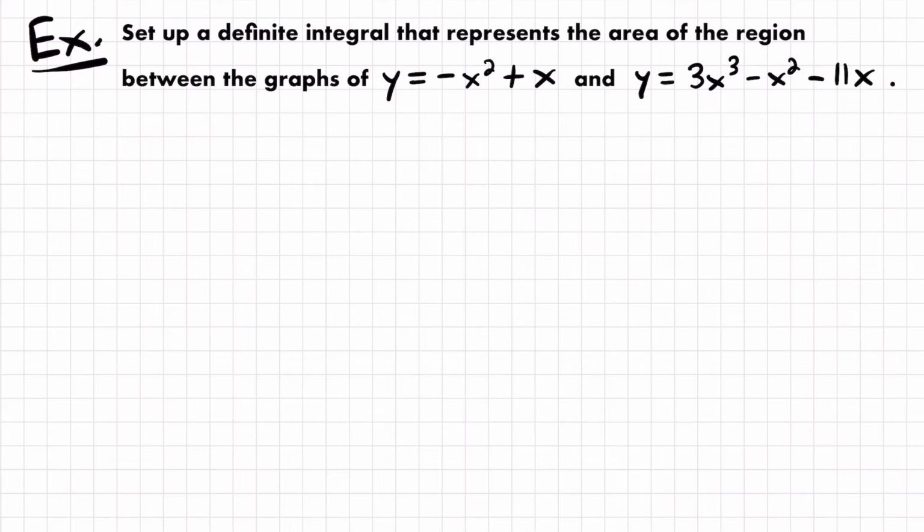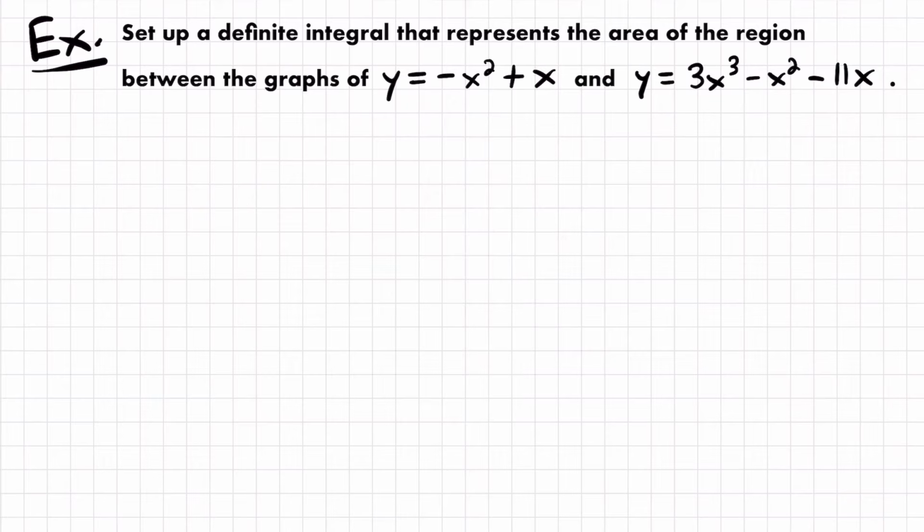All right, so for our next example, we want to set up a definite integral that represents the area of the region between the graphs of y equals -x squared plus x and y equals 3x cubed minus x squared minus 11x.